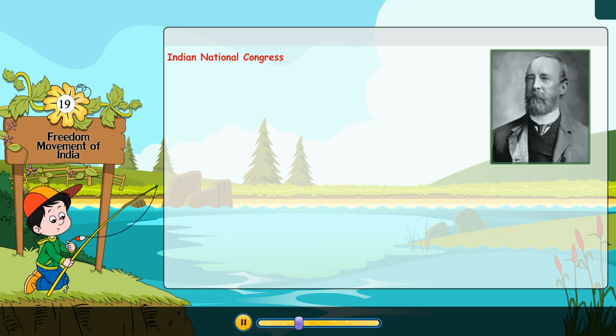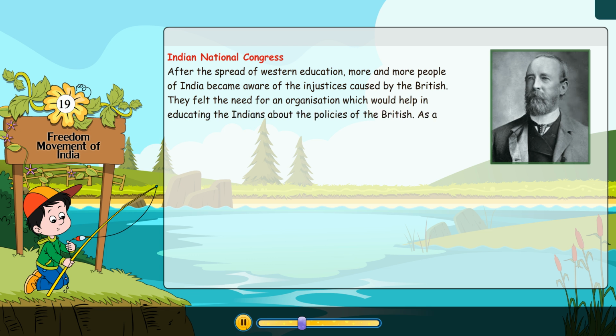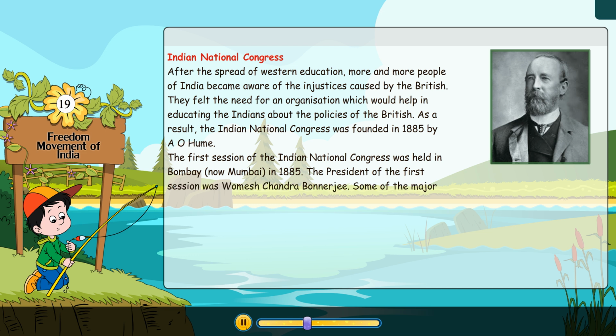Indian National Congress. After the spread of Western education, more and more people of India became aware of the injustices caused by the British. They felt the need for an organization which would help in educating the Indians about the policies of the British. As a result, the Indian National Congress was founded in 1885 by A.O. Hume. The first session was held in Bombay, now Mumbai, in 1885. The president of the first session was Womesh Chandra Banerjee.